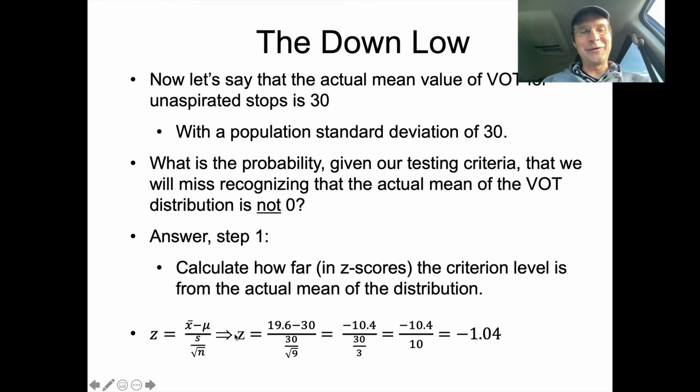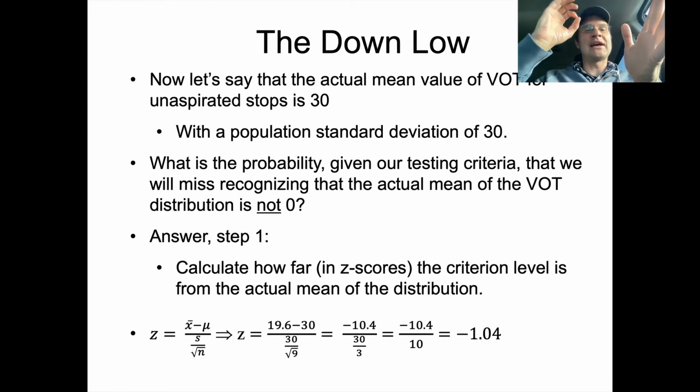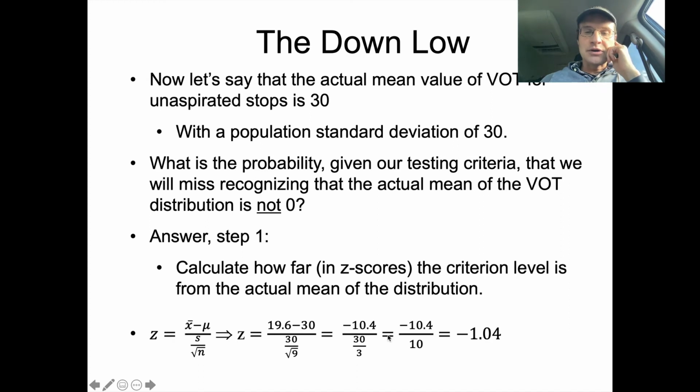For now, we can calculate z-scores. On the bottom of this equation, we're going to wind up with 10, again, like we had before. On the top, we're going to wind up with a value of negative 10.4. So we're on the left side of the actual distribution here, right? Our criterion line is at 19.6, which is on the left side of a distribution which has a mean of 30. So when you do all the math here, you get a z-score of negative 1.04.